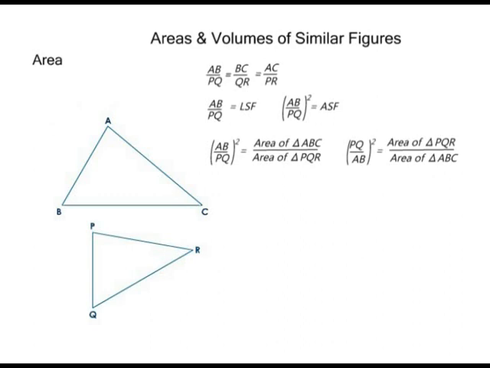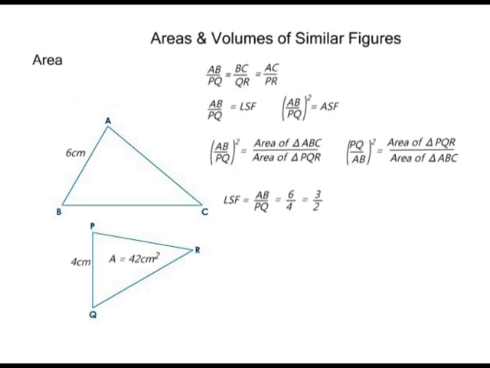And so, if you know the lengths of two corresponding sides and the area of one of the triangles, then you can find the area of the other triangle. Using real numbers, suppose the length AB is 6 centimeters and PQ is 4 centimeters, and the area of triangle PQR is 42 square centimeters. We can find the area of triangle ABC. Linear scale factor is equal to AB over PQ, which is equal to 6 over 4, and that is equal to 3 over 2.